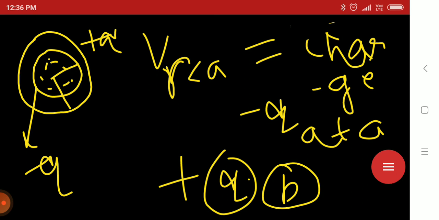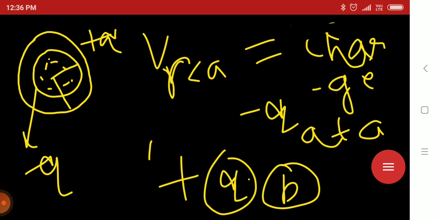Potential will be occurred due to the surface where the charge is minus Q, that is the surface of radius small a. For that portion, potential will be occurred at R less than A, and the surface of charge plus Q, that is the surface of radius B where the surface charge is plus Q. Due to that also potential at R less than A will be occurred.